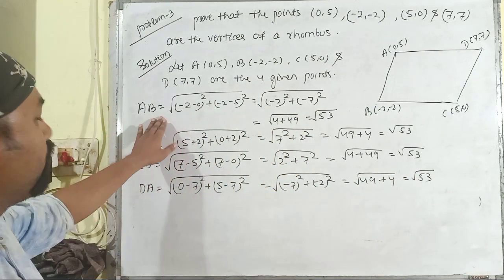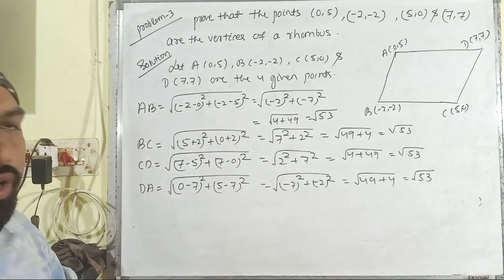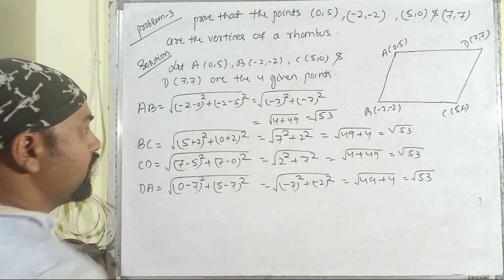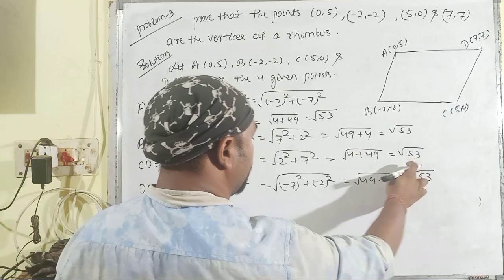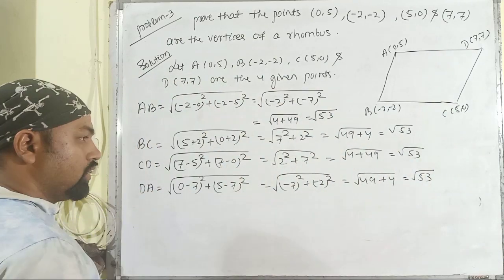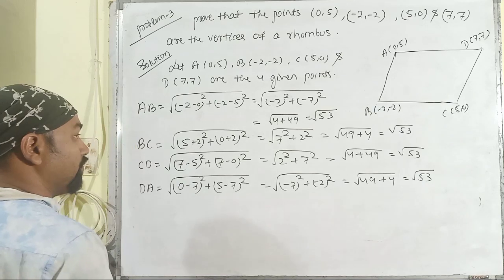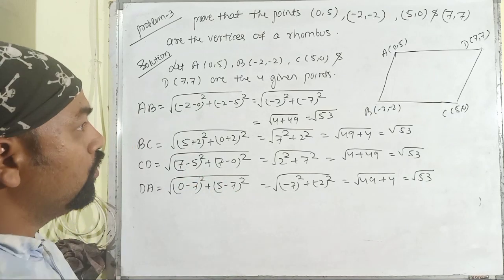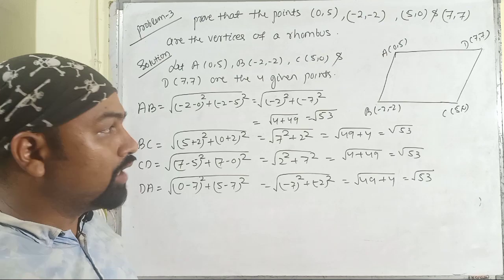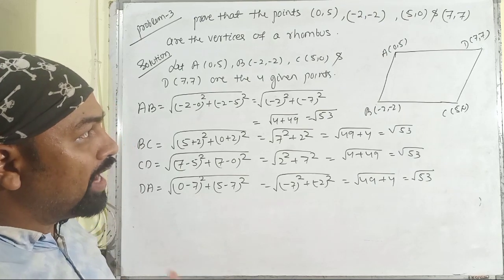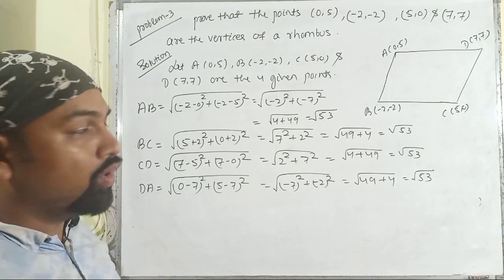so now we have proved that the lengths of all the sides are equal. Here it is square root of 53, square root of 53, square root of 53, and the last line segment is also of the length square root of 53. Then we have to go for the second case. That means we have to prove that the lengths of the 2 diagonals are not equal to each other.